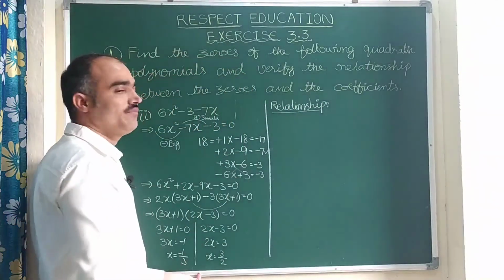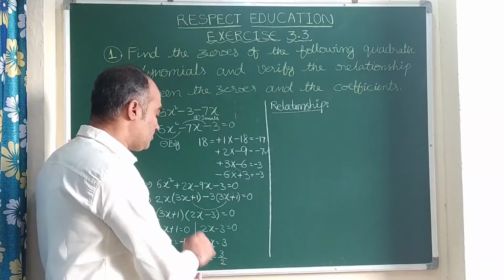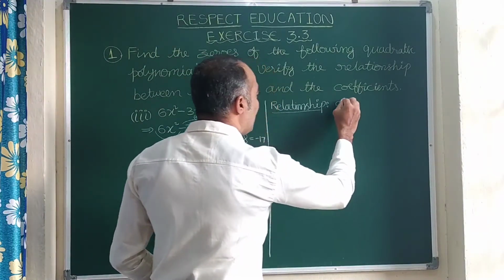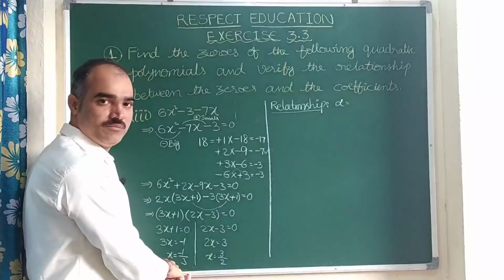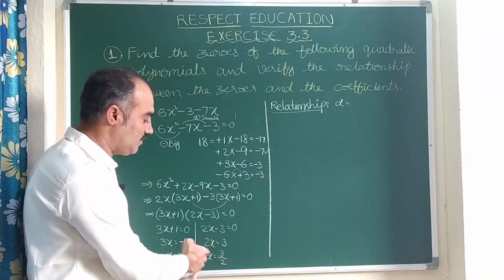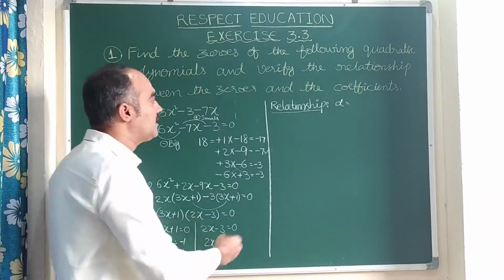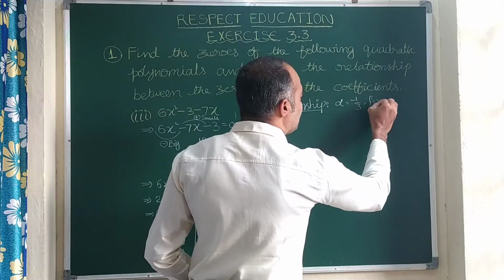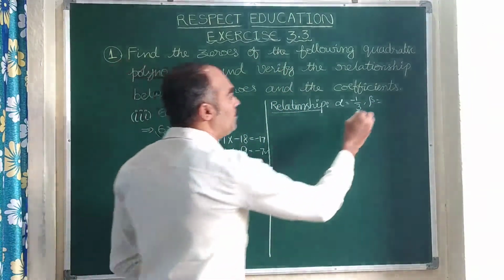Relationship between zeros and coefficients. Let us write the first one as alpha. Alpha is minus 1 by 3, beta is 3 by 2. Or you can take any one, no problem. You can take this as alpha, this as beta. So I am taking alpha equal to minus 1 by 3 and beta equal to 3 by 2.